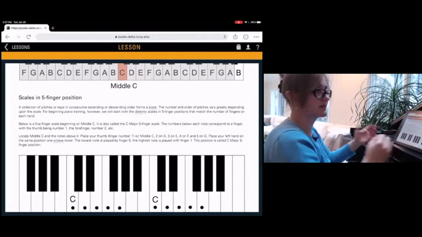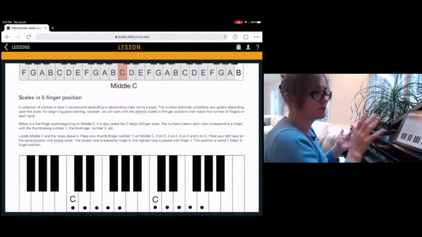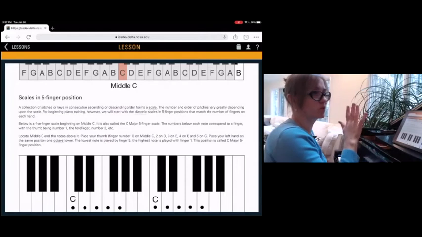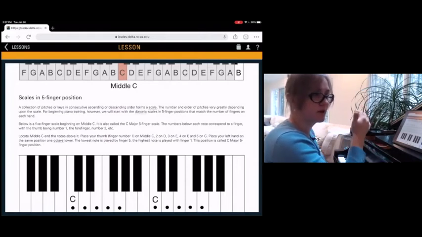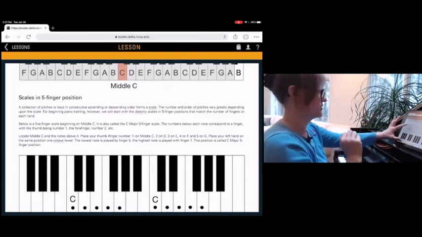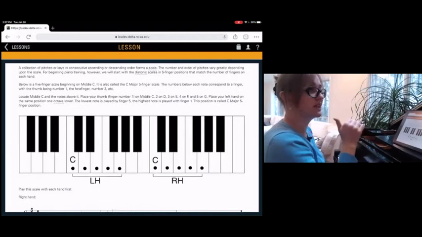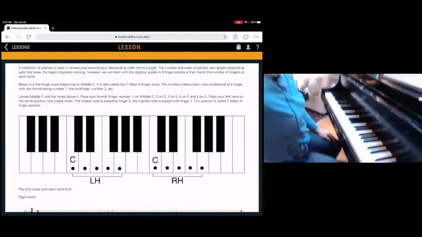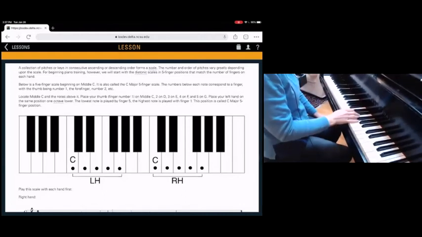So what is a scale? A scale is a number of consecutive notes. We're going to play scales in 5-finger position, when we only need to use 5 fingers. Remember, 1 is your thumb. 1, 2, 3, 4, 5. We're going to use our hand position beginning on C, and that would be called the C major scale. So watch this. 1 on C, and then I'm going to find the rest of the keys after that, all the white keys after that.